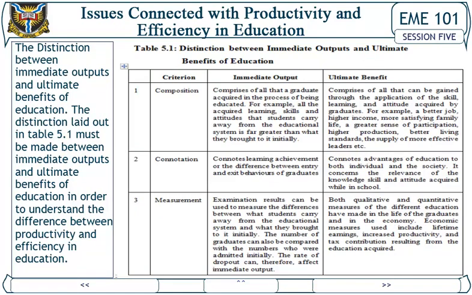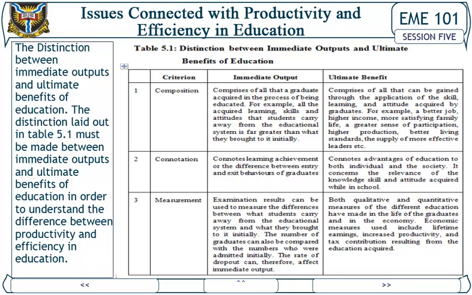Issues connected with productivity and efficiency in education. The distinction between immediate outputs and ultimate benefits of education. The distinction laid out in Table 5 must be made between immediate outputs and ultimate benefits of education in order to understand the difference between productivity and efficiency in education.